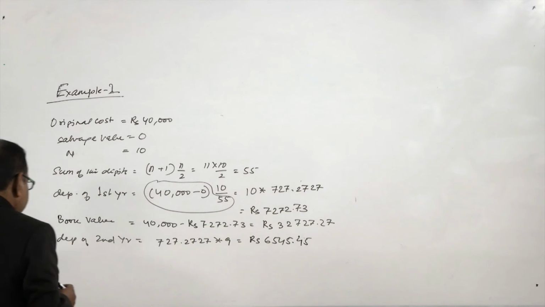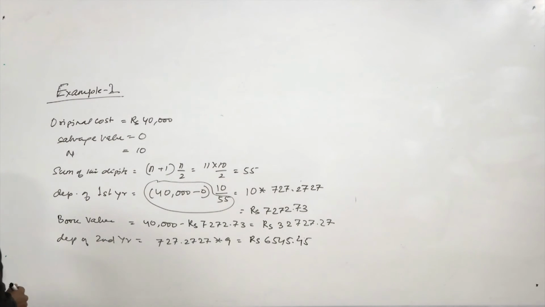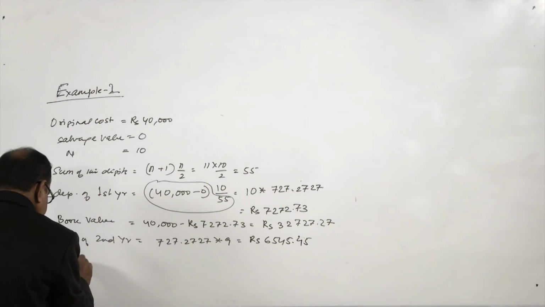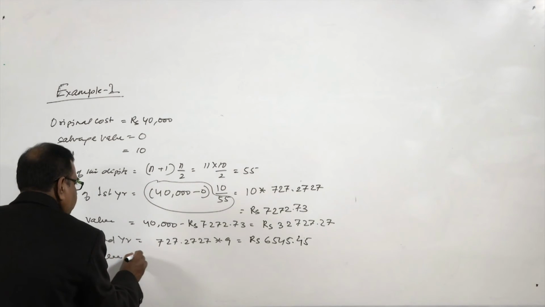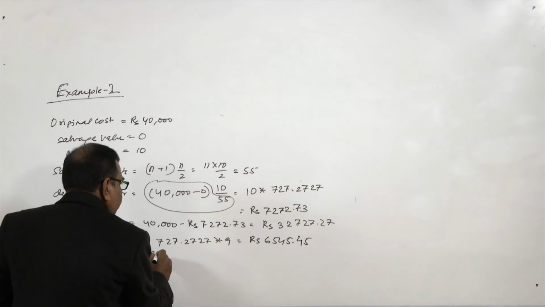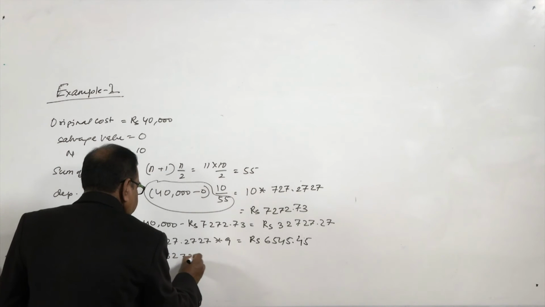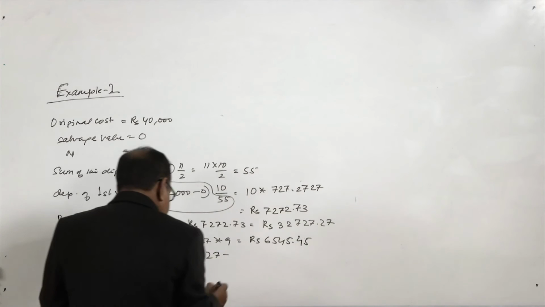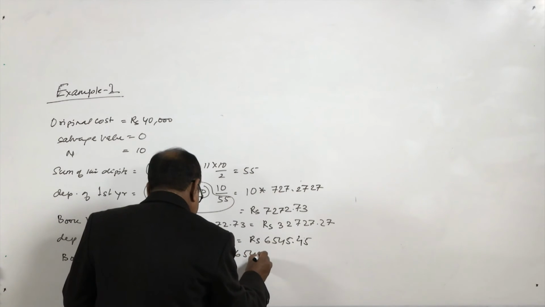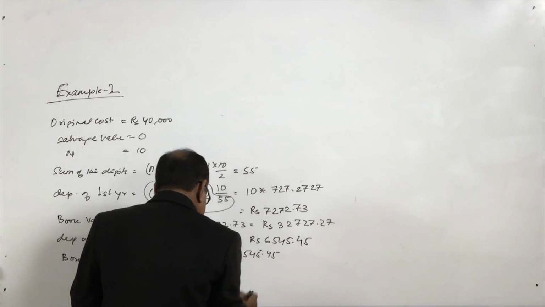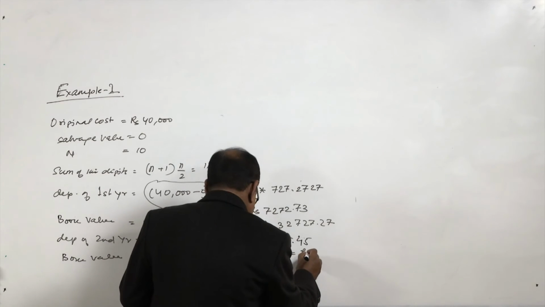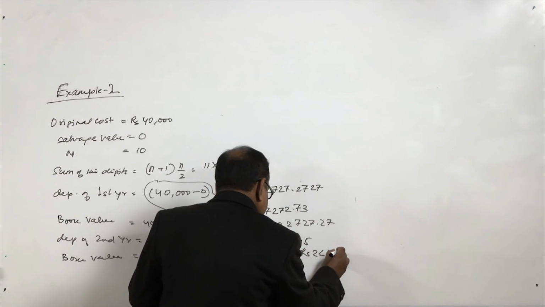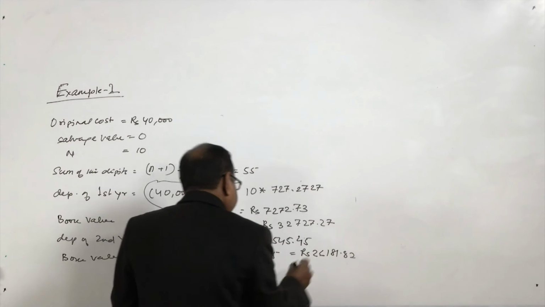So the book value at the end of second year is rupees 322,727.27 minus 6,545.45, which comes out to be rupees 26,181.82.